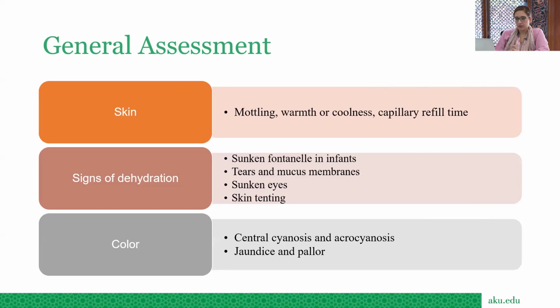Further, moving on to the general assessment, you already looked at the initial presentation of the kid. Then you looked at the skin, whether there's mottling, warmth or coolness, or capillary refill time, signs of dehydration, for example, sunken fontanelle in infants, tears, mucous membranes, skin tenting, and if there's central cyanosis and acrocyanosis, and jaundice and pallor.